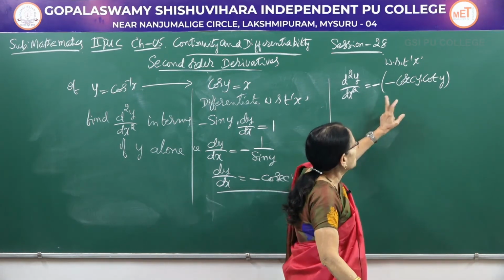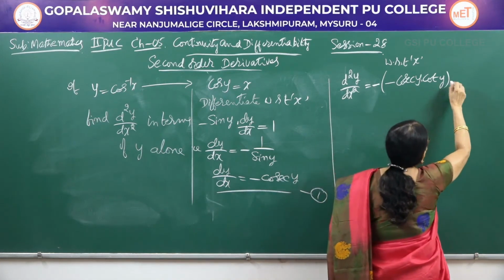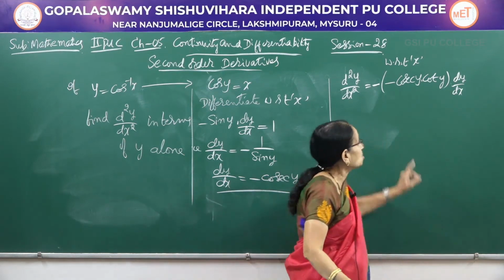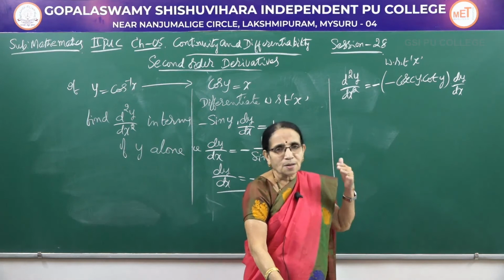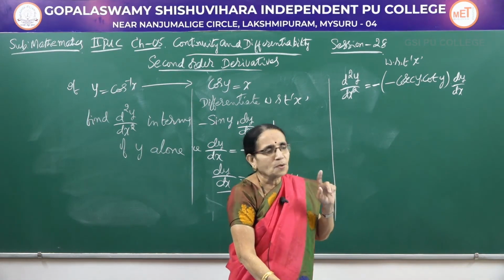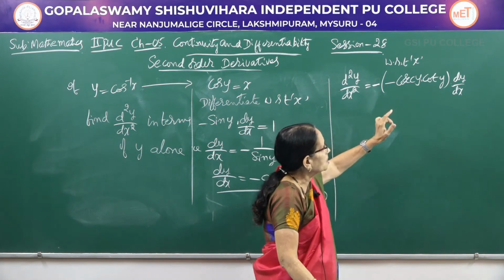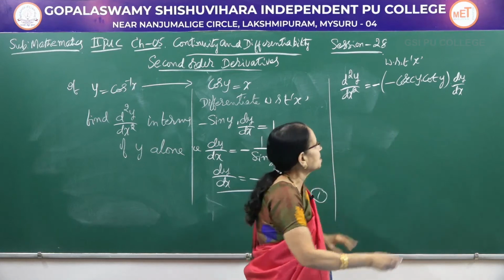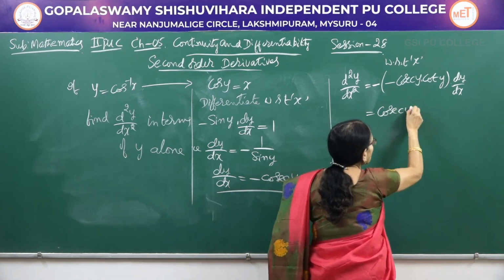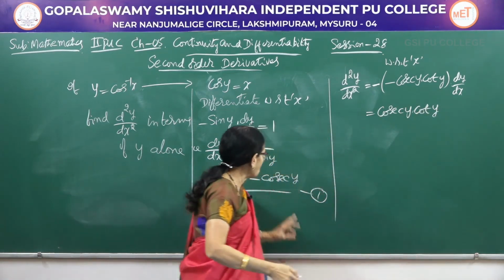Minus cosecant y into cot y, but y again has to be differentiated, which is dy by dx. Don't stop here because if x is there, it becomes 1. Y is there means even that has to be differentiated with respect to x. So, it is minus cosecant y into cot y into dy by dx. So, minus of minus plus, it is cosecant y into cot y. But we want the value of dy by dx.